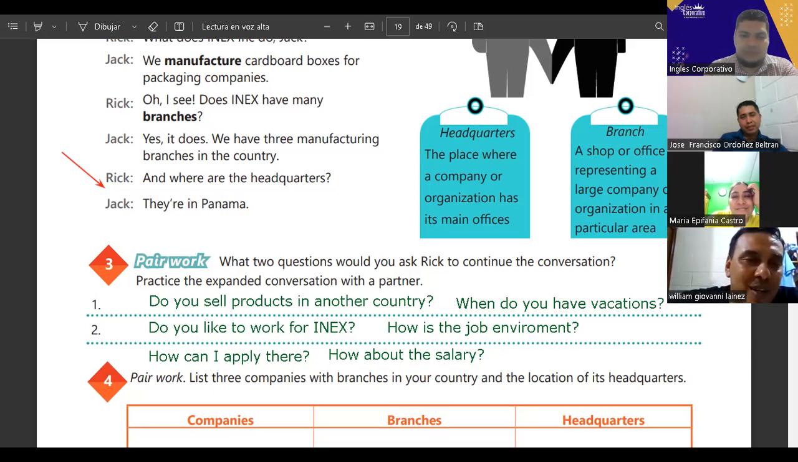¿Cómo sería, teacher, van a decir ganas bien? You heard well. You can use the question that is there, Giovanni. How about the salary? How do you salary? The salary is very good because they are payment for around $800 a month.